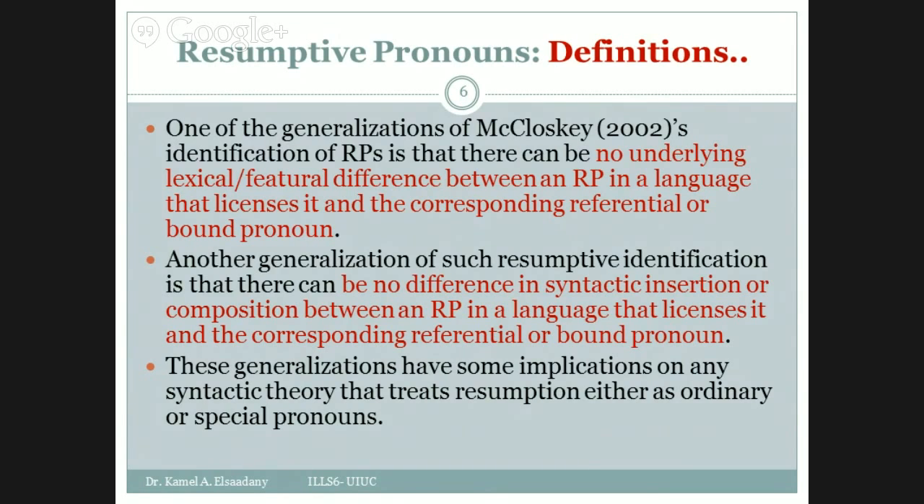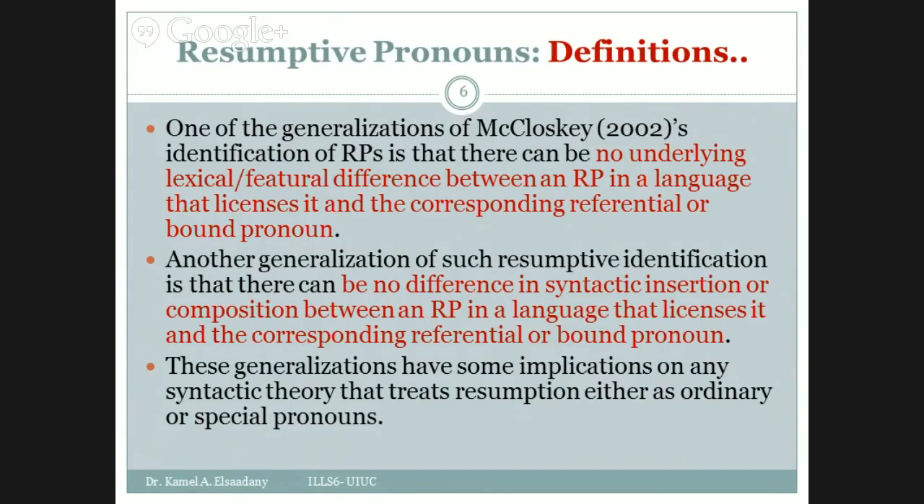If it is an ordinary pronoun, then we have some generalizations that also come from that definition. One generalization from McCloskey's identification of RPs is that there can be no underlying lexical or featural difference between an RP in a language that licenses it and the corresponding referential or bound pronoun. That's the first generalization, and we will come back to that later.